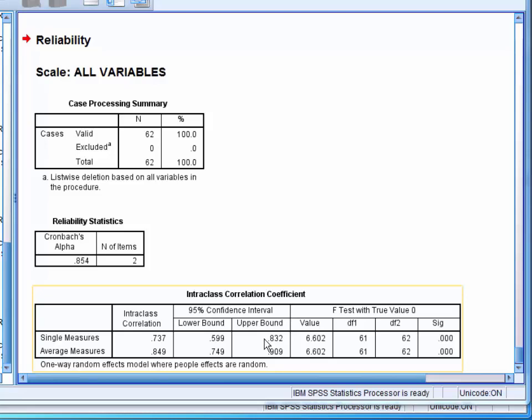The final result to look at is the F-test with true value 0 column. This tests whether the intra-class correlation coefficient is significantly different from 0, and here we can see that it is. However, as these data show, just because the coefficient is significantly different from 0 doesn't mean that the ratings have a high level of reliability.